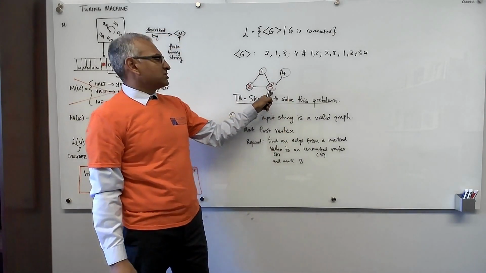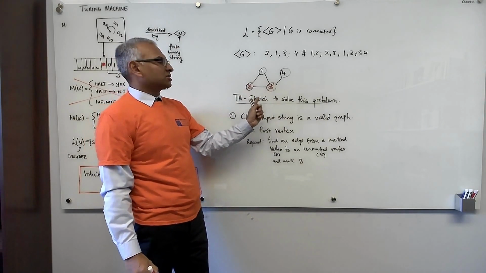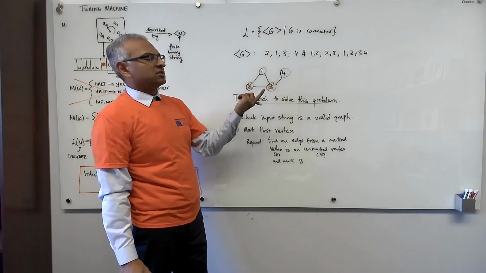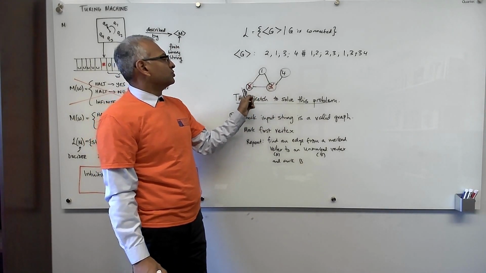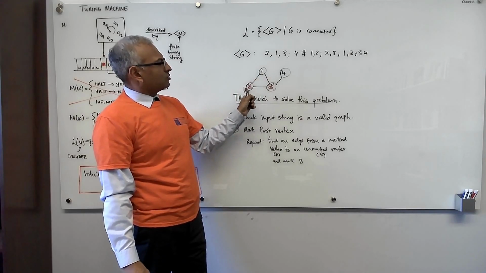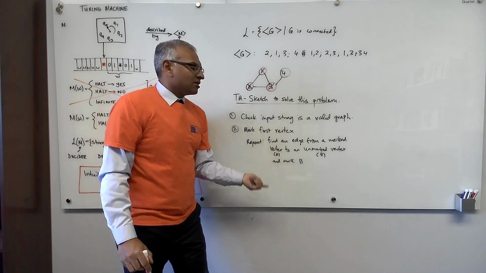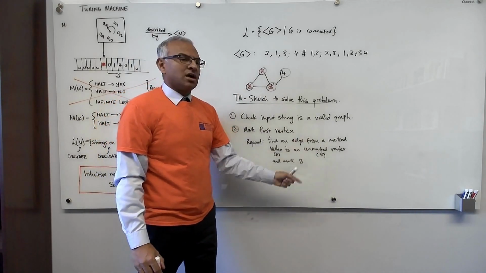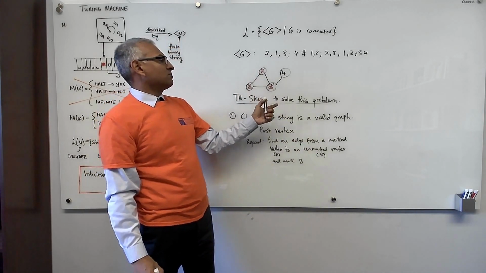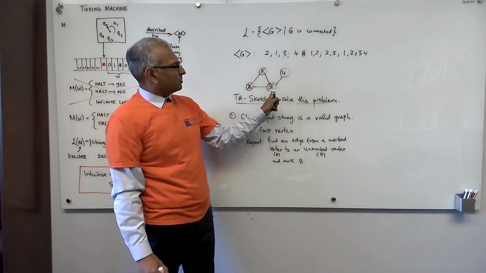Now find an edge from a marked vertex, which could be either 2 or 3, to an unmarked vertex. So let's say I find the edge from 2 to 1, and now I mark the unmarked vertex. Okay, repeat. Find an edge from a marked vertex to an unmarked vertex. Well, there's now only one such edge, from 3 to 4.